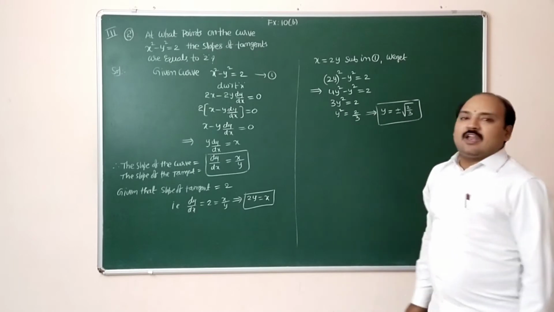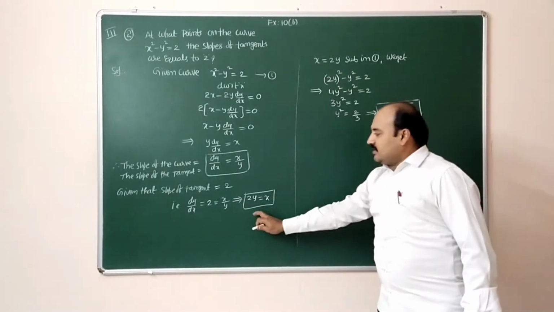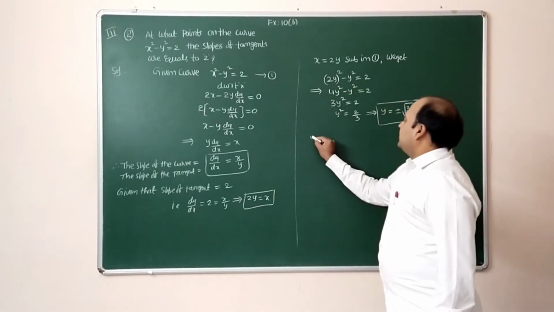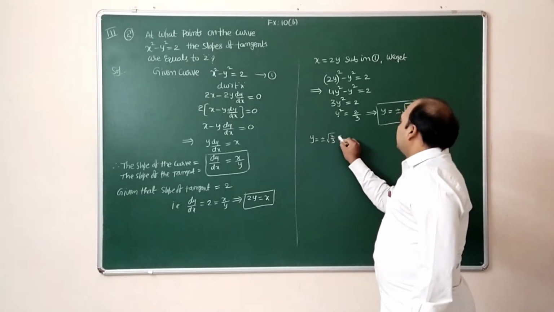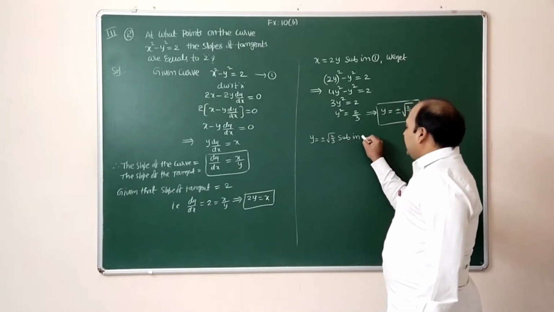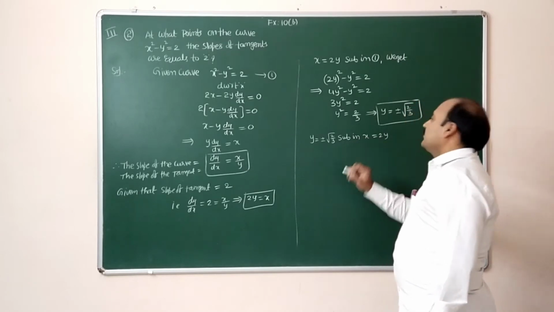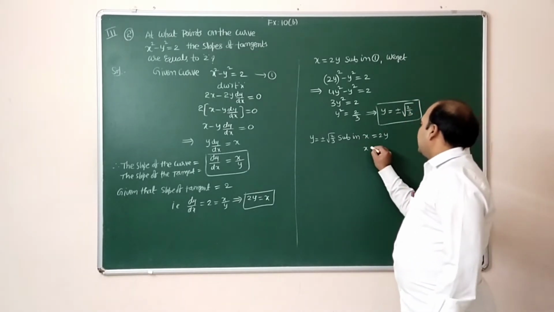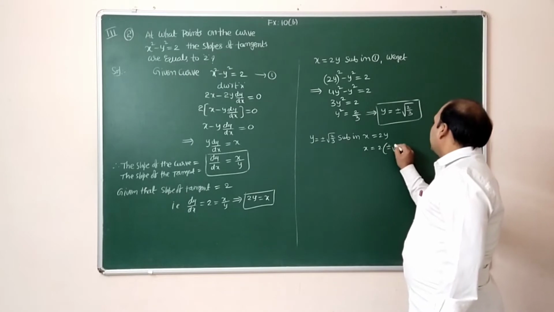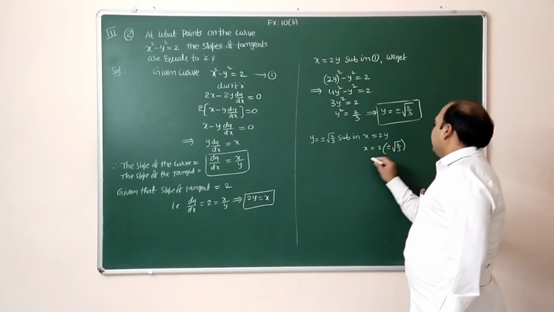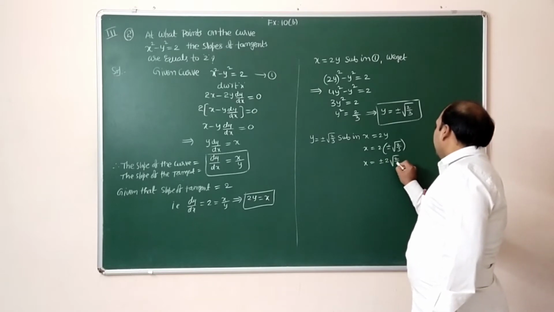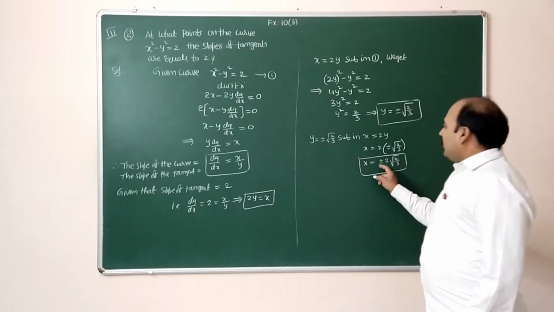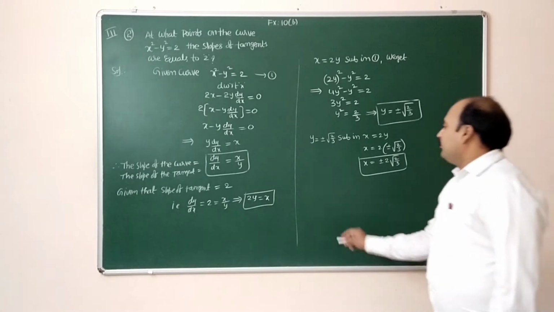So after getting the value of y, substitute in x is equal to 2y. So y is equal to plus or minus root 2 by 3. Therefore, x is equal to 2 into plus or minus root 2 by 3, which is equal to plus or minus 2 root 2 by 3. So here 2 values of x, 2 values of y.